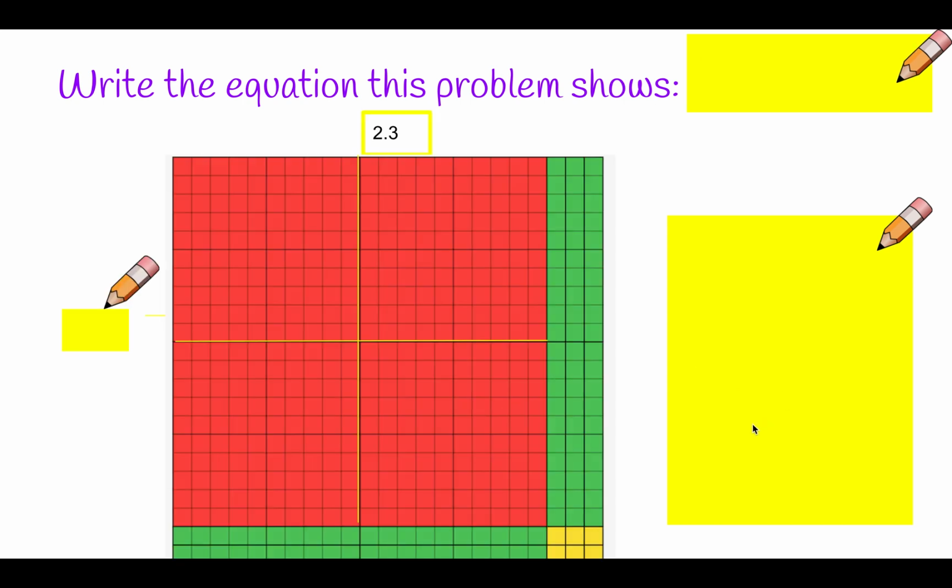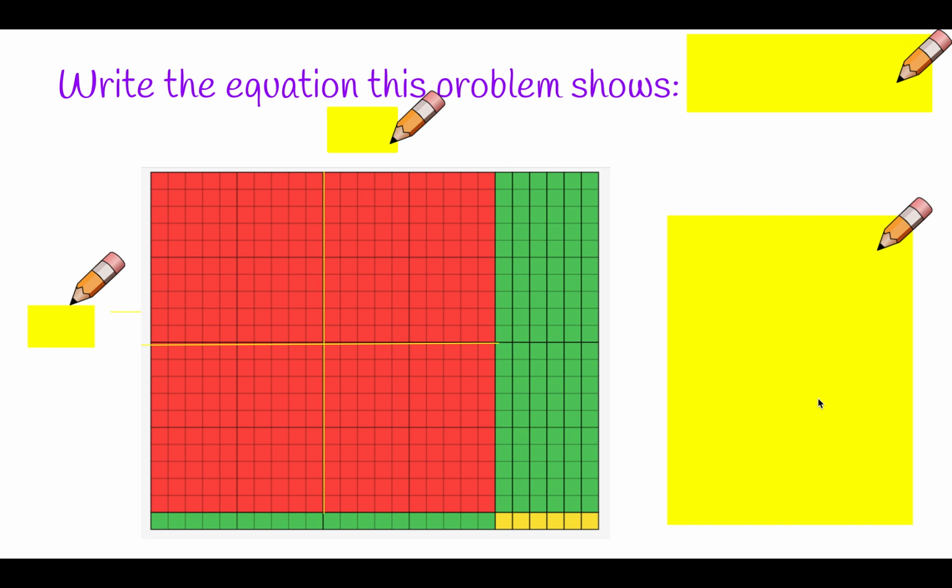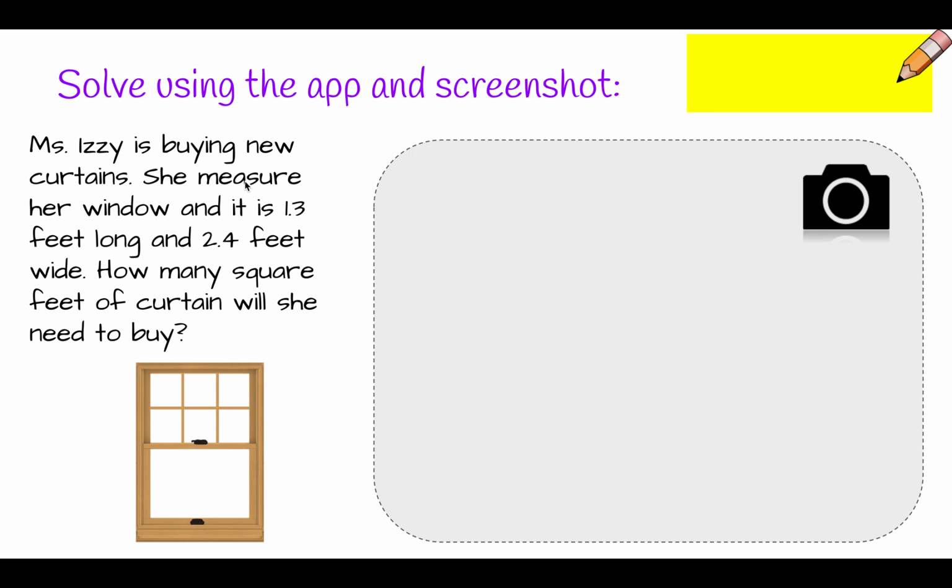For your homework, you're going to solve some similar problems. This one already has the picture. You just have to say how long this side is, fill in the equation, and show your work. Same thing here. Write the lengths of the sides, fill in the equation, show your work. And then here's a little word problem. You're going to solve using the app and then take a screenshot. And I'll include a link to the app for you.